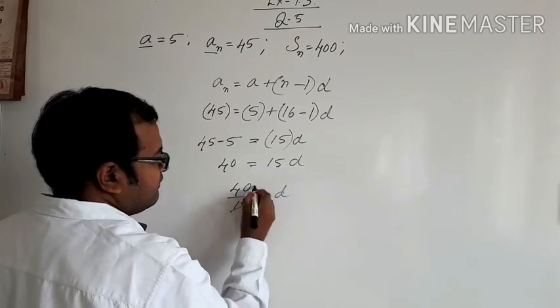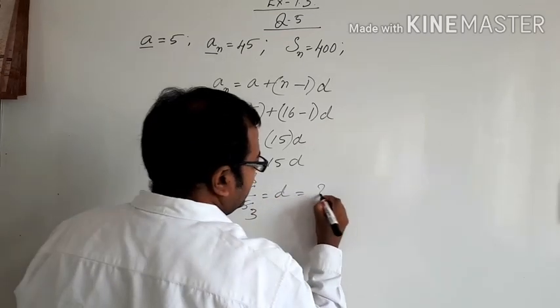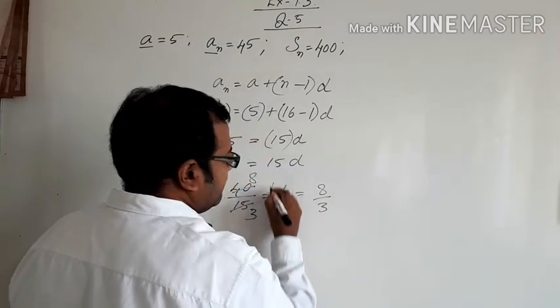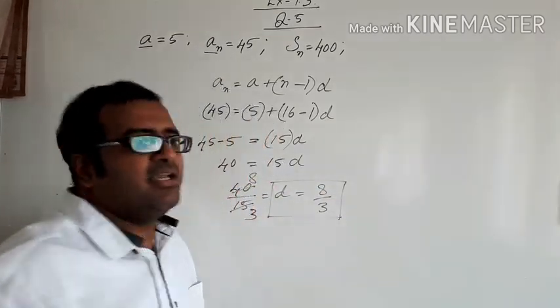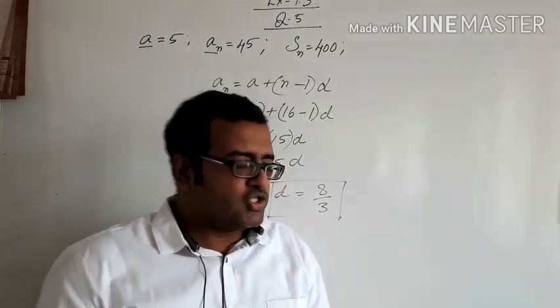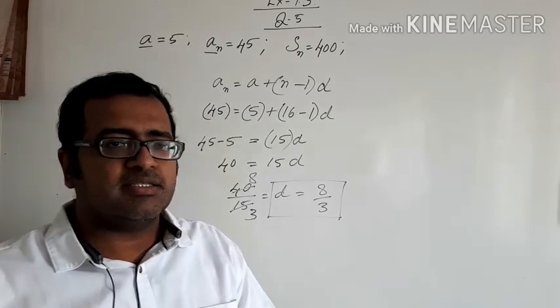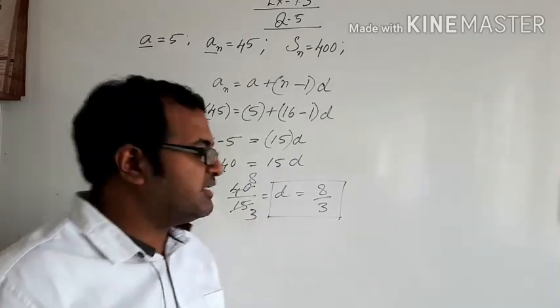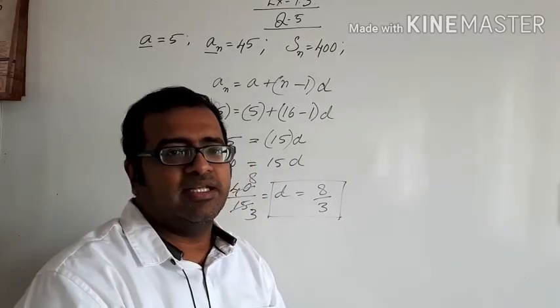5 3s are 15, 5 8s are 40. So it is a fraction, 8 by 3. However, remember, D can be a fraction or a decimal or even a negative number. So no issues. We have found out D. This was the answer: n is equal to 16 and the common difference is equal to 8 by 3. Thank you.